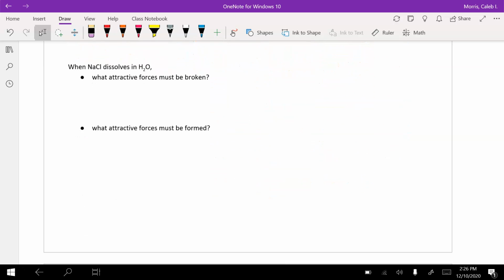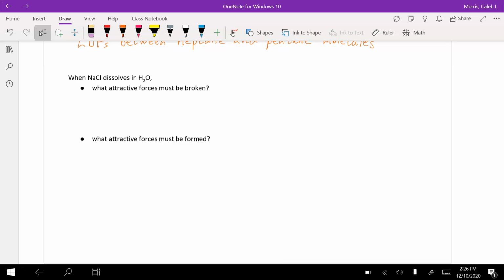What about when sodium chloride dissolves in water? Well, what attractive forces have to be broken? First, sodium chloride has to be broken apart. So the ionic bond in NaCl, that's the attractive force between Na+ sodium ions and Cl- chloride ions.